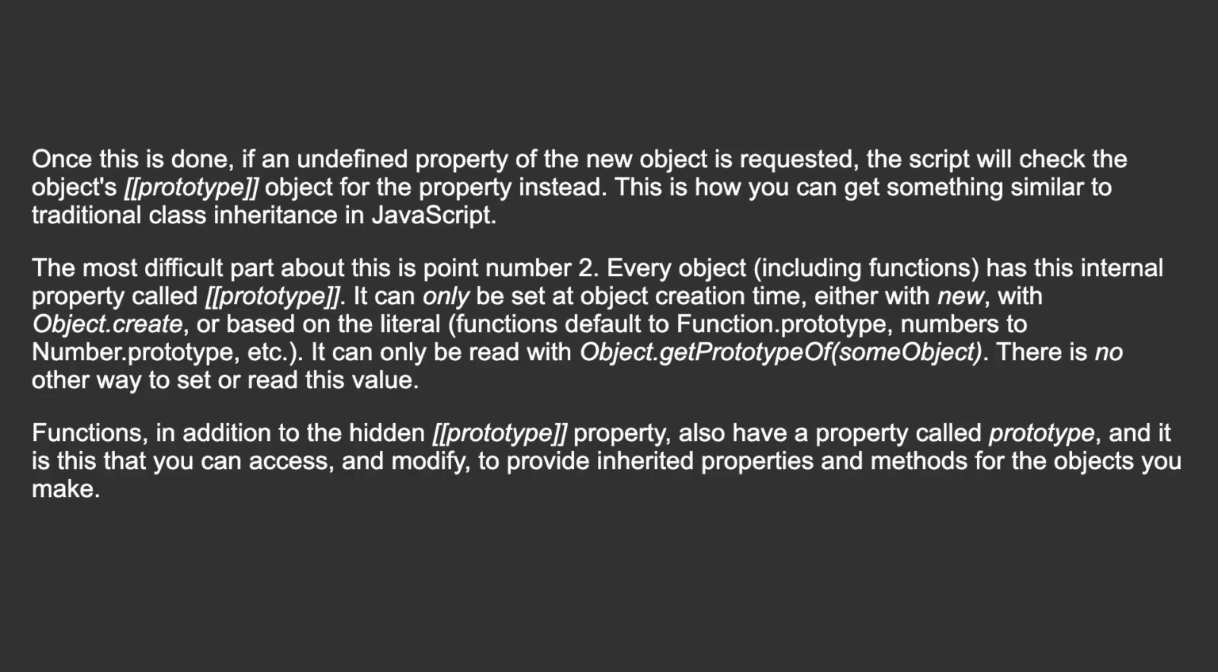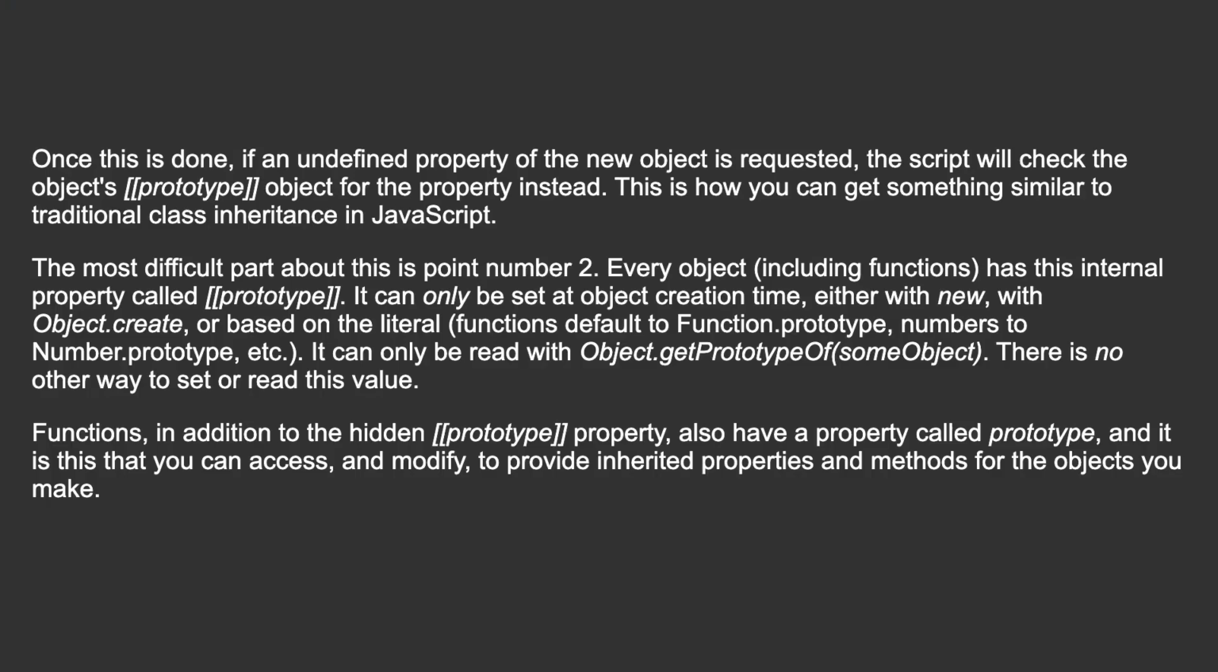Every object, including functions, has this internal property called prototype. It can only be set at object creation time, either with new, with Object.create, or based on the literal. Functions default to Function.prototype, numbers to Number.prototype, etc. It can only be read with Object.getPrototypeOf(someObject). There is no other way to set or read this value.